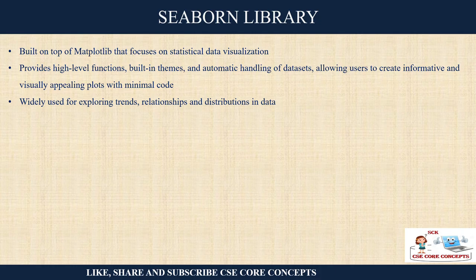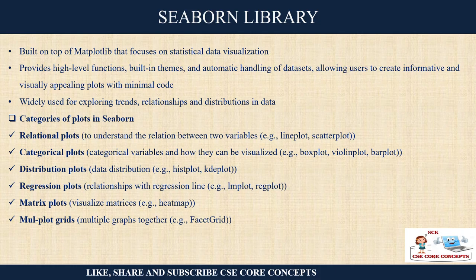When you talk about statistical analysis, it helps you explore the trends, the relationships, and the distribution among the data. There are various categories of plots in the Seaborn library, and we will try to cover all of them. First of all, there is the relational plot. You need to know which type of plot is used when. Relational plots show the relation between two variables, basically a line plot or a scatter plot.